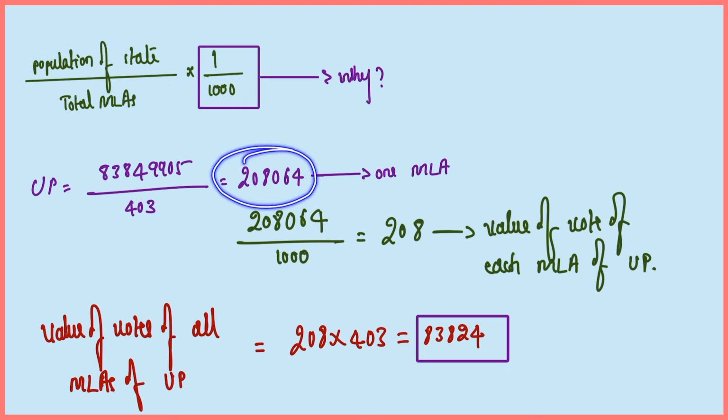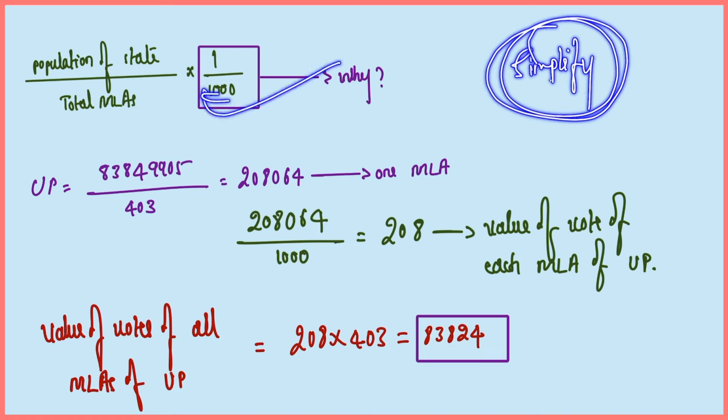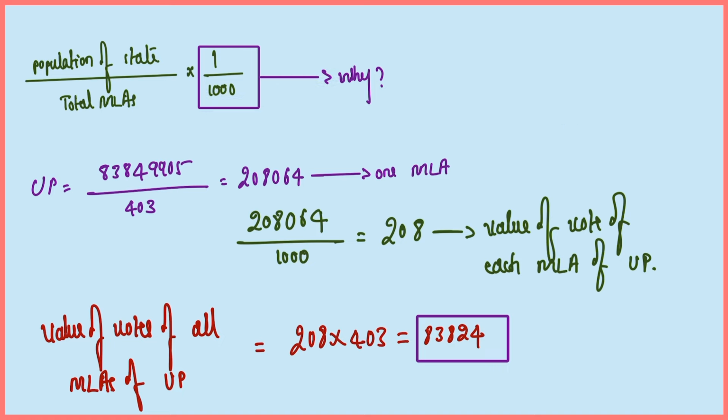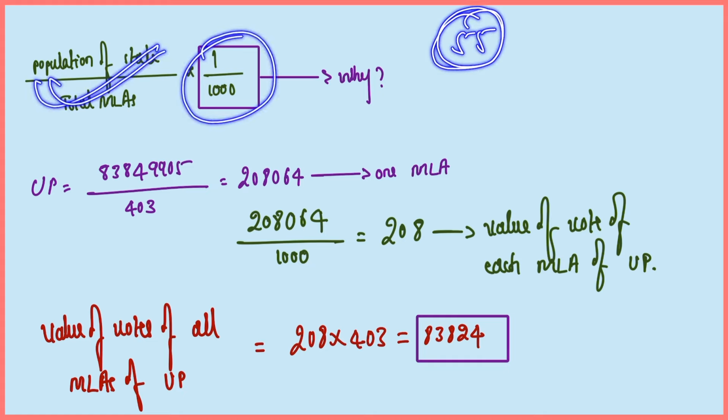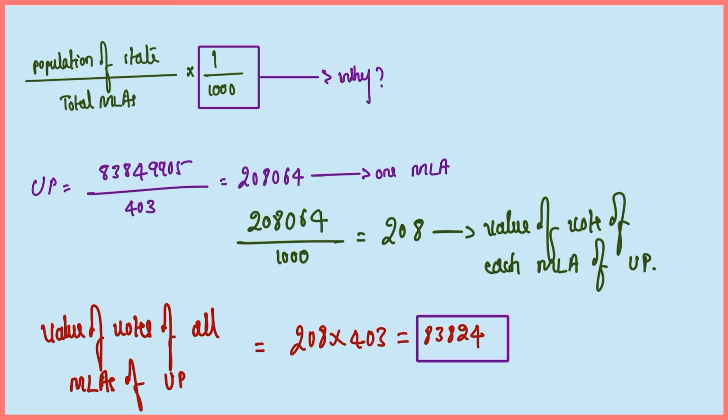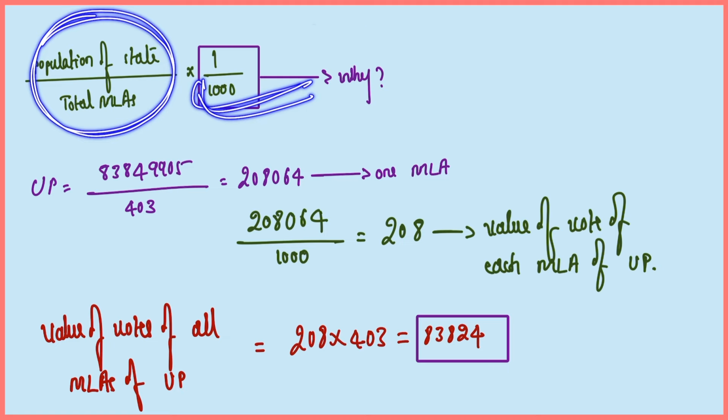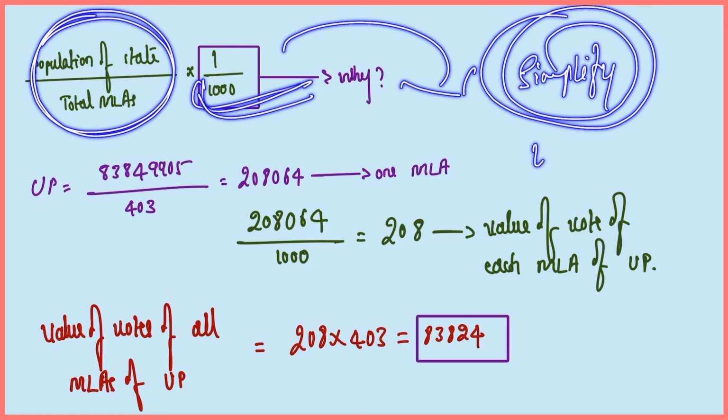That is, this result is divided by 1000 for only one reason, to simplify. That is the only reason for this quotient. Look, Article 55 uses very difficult wording, that it is to be divided by the quotient of 1000, and so on. Don't worry about that. Basically, this formula is divided by 1000 for only one reason: in order to simplify the calculation of the value of the vote of all the MLAs of all the states.